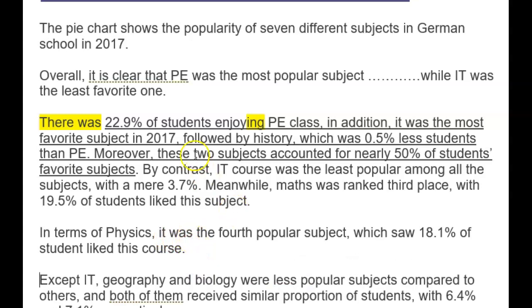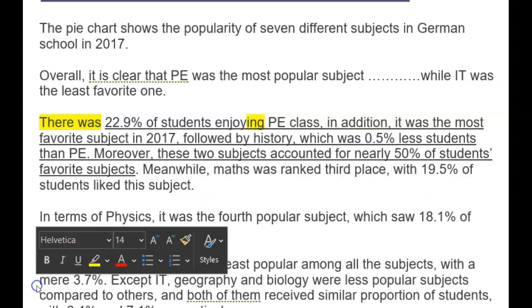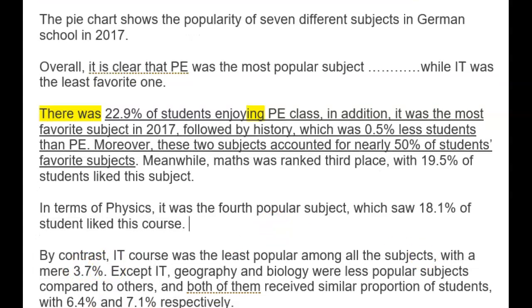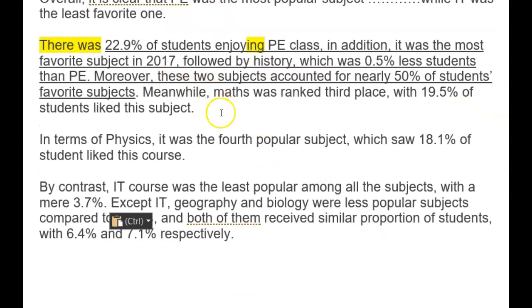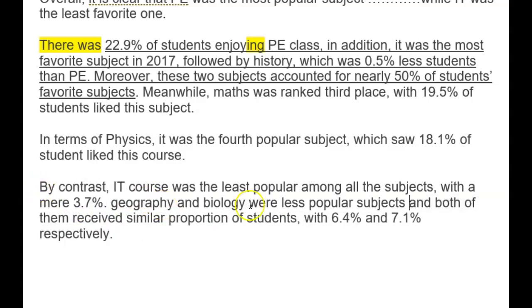Good. So then bring this down here. Okay, so by contrast, IT was the least popular with a mere 3.7. Do you see what we've done? So we put all the popular ones up here, and then we're going into the unpopular ones. So least popular, okay, and then this compared to geography and biology, which were less popular. Then you need to give me less popular subjects compared to the others. Yes, exactly. I don't think you need that because you've got by contrast.